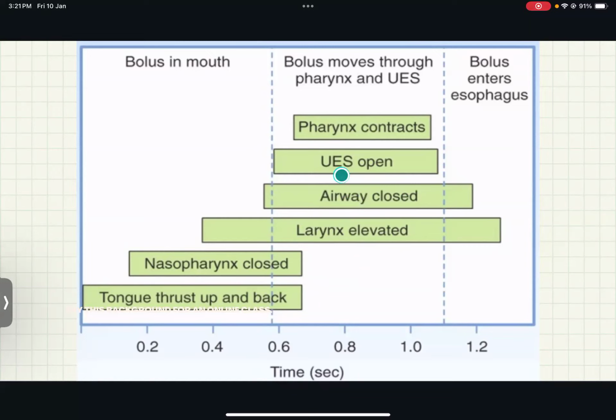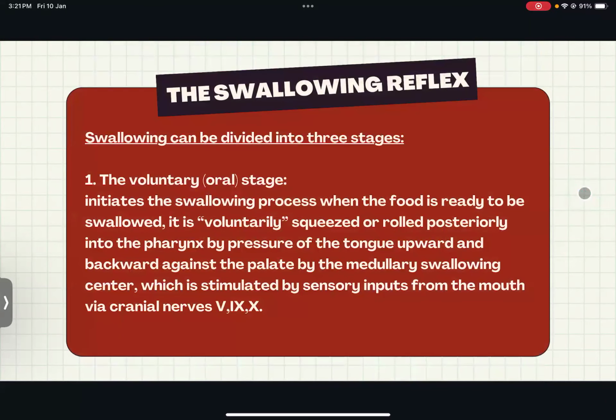And then the upper esophageal sphincter will open as it senses the bolus coming to it in order to allow it to go down the esophagus. And the pharynx contracts to just push it down. Yeah, so here it is written in words. So we can go over it again.